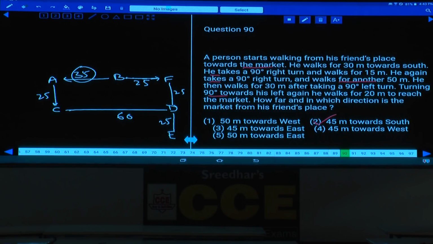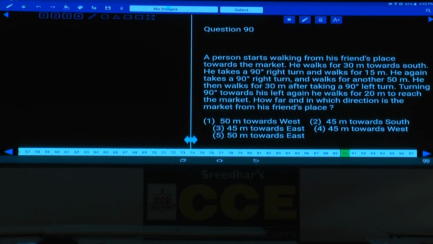Then question number 90. In this question, a person started walking from his friend's place towards the market, isn't it? First, towards the market, he walks for 30 meters towards south. Let us take A as his place, the initial position. First he travels 30 meters towards south. Takes a 90 degrees right turn and walks for 15 meters.